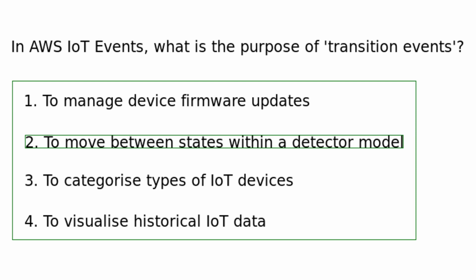Transition events in AWS IoT Events are used to move between different states within a detector model, enabling developers to define state transitions based on specific event conditions.